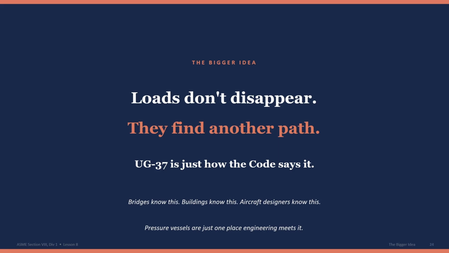When you cut material out of a load bearing structure, the load doesn't vanish. It looks for a new path. Your job as the engineer is to give it one by putting metal back where the load has to detour. That's the discipline of lesson 8. That's the discipline of your whole career.